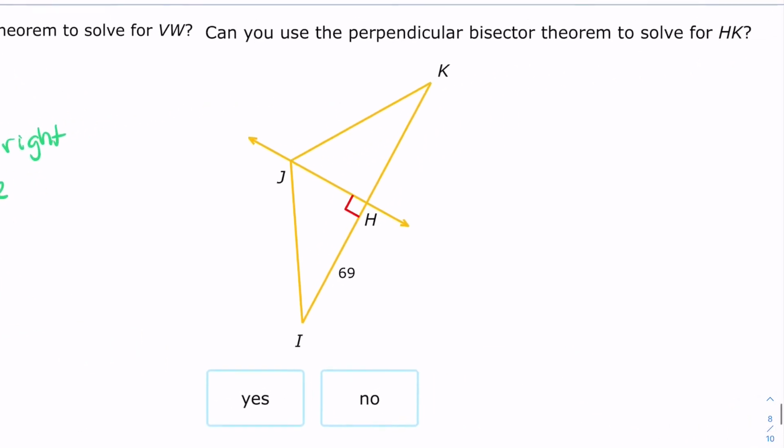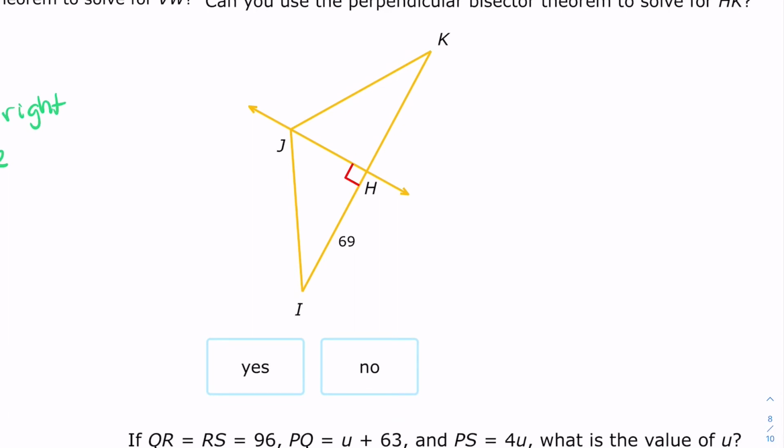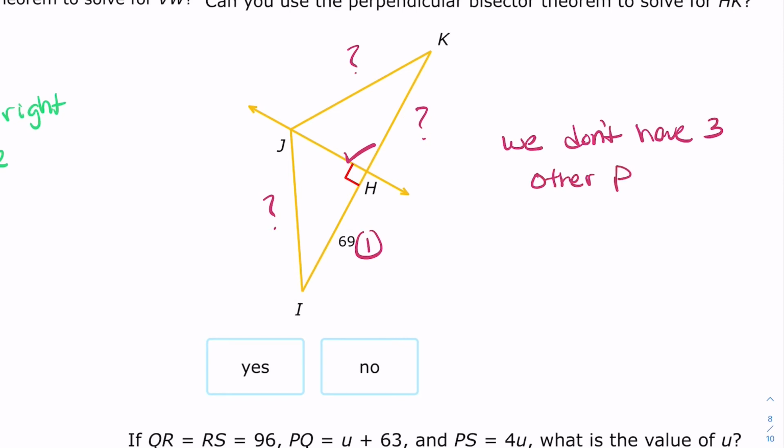All right, this next one, we have a right angle. Good. We have 1 piece. We don't have this, this, or this. We don't have 3 other pieces of info. We only have 1. So the answer here is a no.